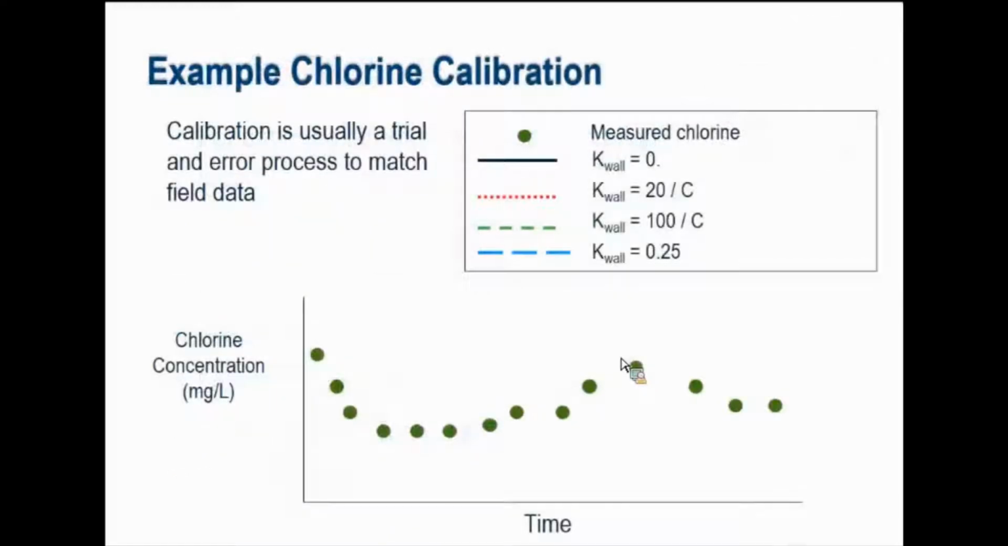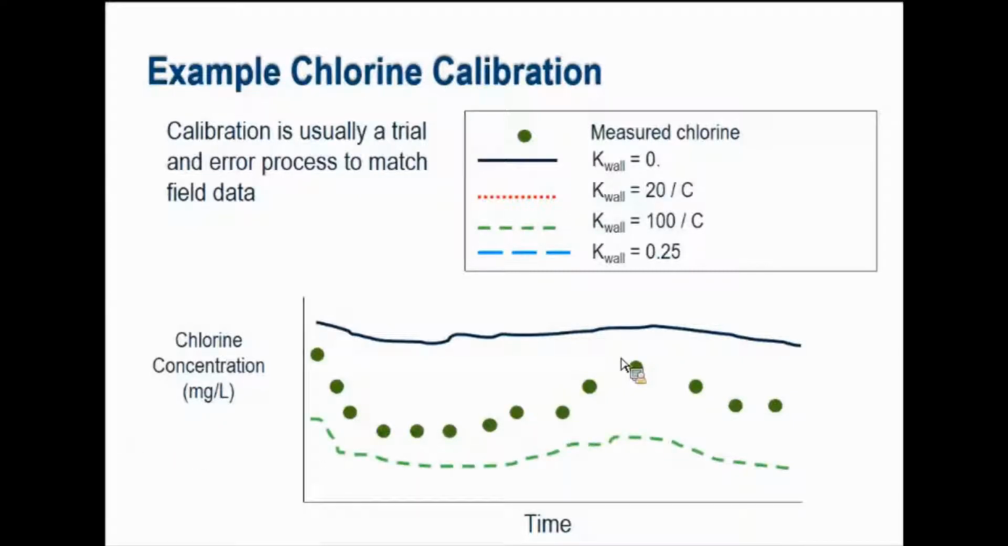So this is an example for the wall reaction rate. The different colors here on the lines represent different wall reaction rates. The green dots, these are actually the observed data points. So we've already done our bottle test, we've already calibrated our model, and now we're looking at the predicted values in the system for chlorine concentration. And the first wall reaction rate of 0 doesn't work.